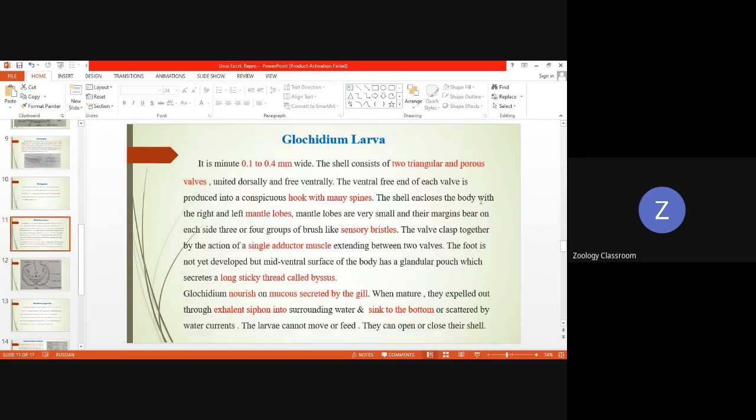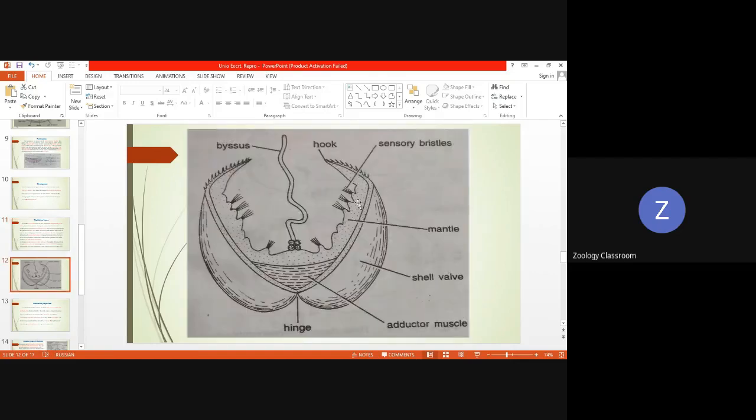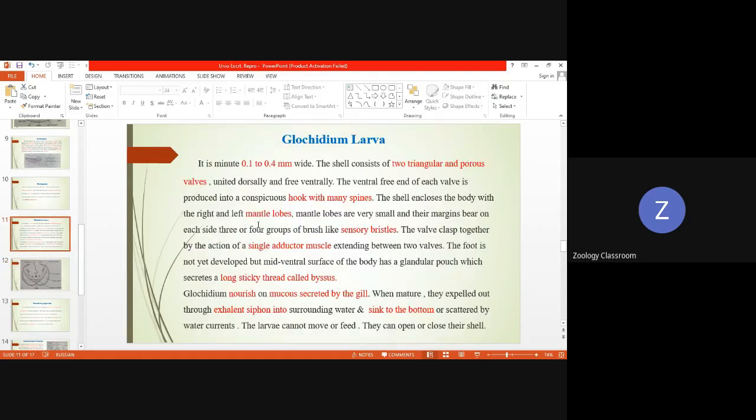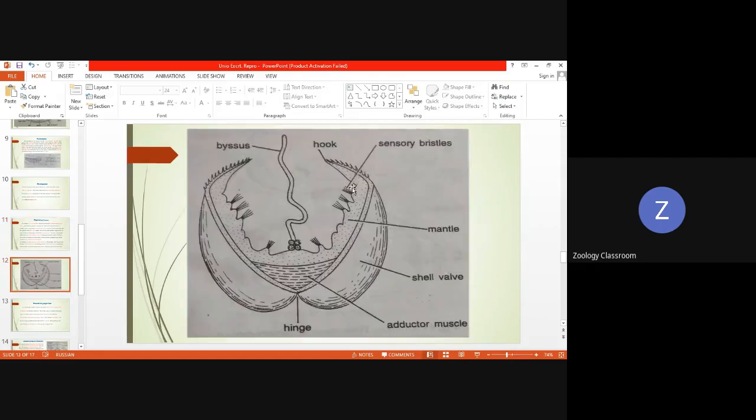The shell encloses the body with right and left mantle lobe. See, this is the mantle. Right and left mantle, which is shown here dotted. The mantle lobes are very small and their margin bears on each side 3 or 4 groups of brush-like sensory bristles. See, 3 or 4 such sensory bristles are present on the inner side of this mantle. How it appears.